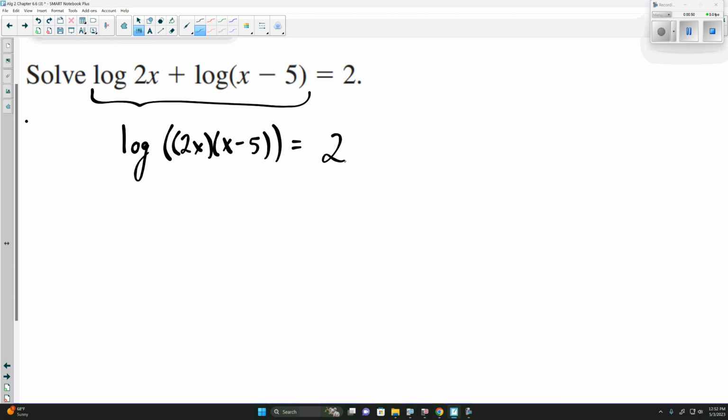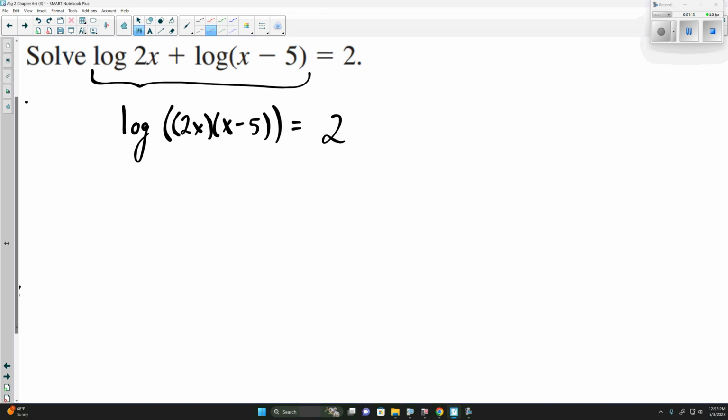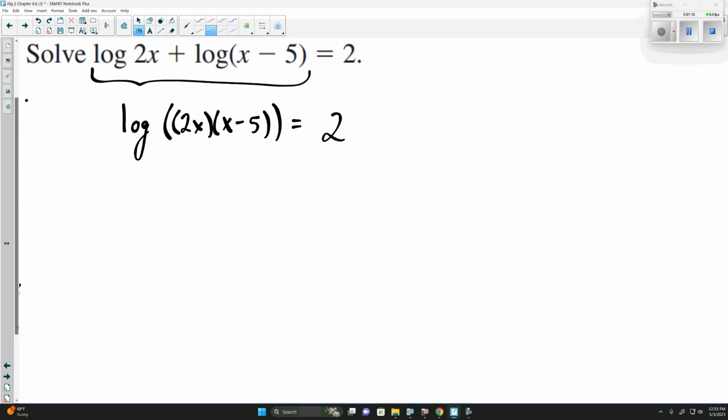So what we can do is rewrite log of 2x plus log of x minus 5 as log of 2x times x minus 5. Any questions on this so far? Now we can go about solving.